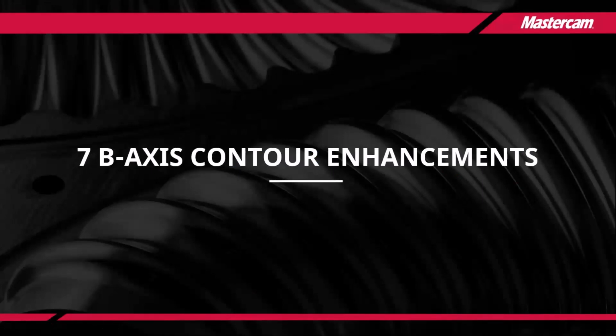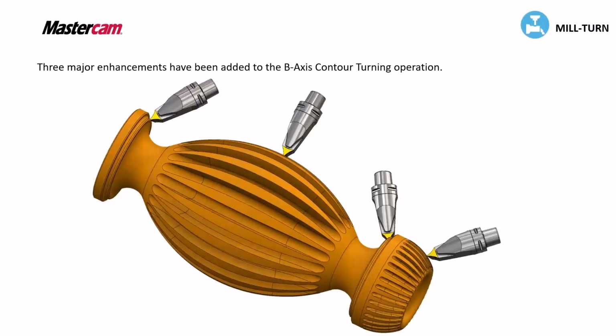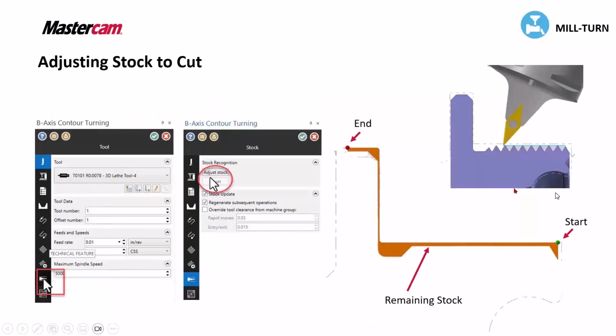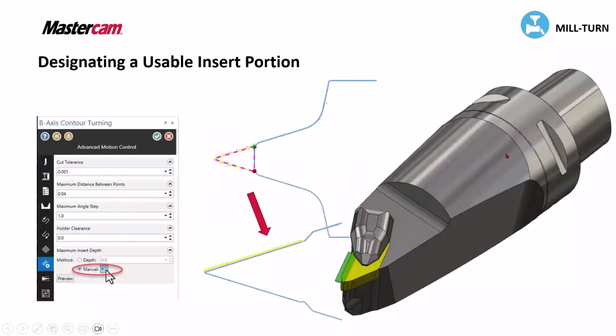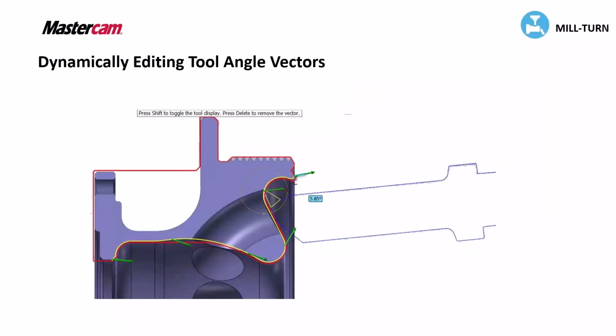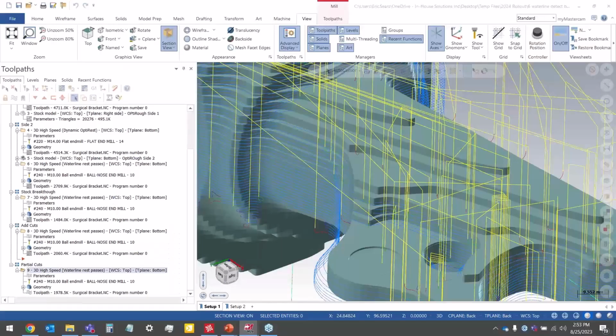So the next feature that we want to look at here is the B-axis contour enhancements. So there's been three big changes to B-axis contour. They are number one, the ability to adjust the stock to cut. This is a feature that's in many other turning toolpaths, but it's new to B-axis contour. There's the ability to designate a usable portion of the insert. And there's the ability to edit automatically created tool axis vectors. So let's take a look at that.